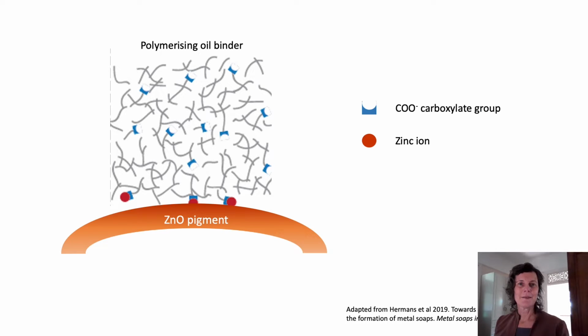In this graphic, the carbon chains comprising the fatty acid triglycerides in the oil medium are represented by grey lines. As oxidative polymerization of the oil progresses, carboxylate groups form. These negatively charged carboxylate groups then react with metal ions present in the paint from pigments or dryers. Zinc ions from zinc white or zinc oxide are particularly reactive in this way, and the newly formed carboxylate groups progressively coordinate with zinc ions at the pigment surface.